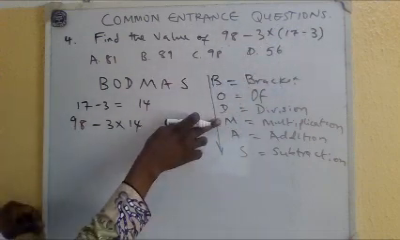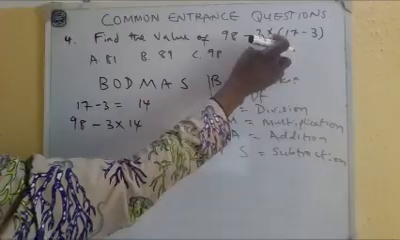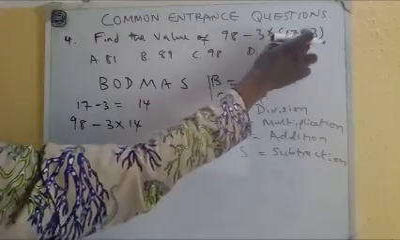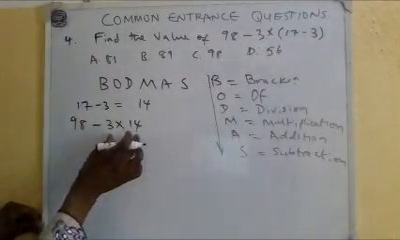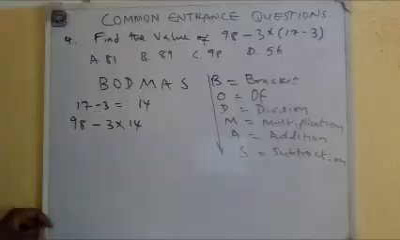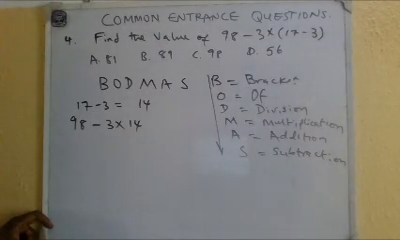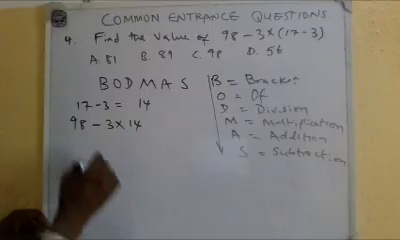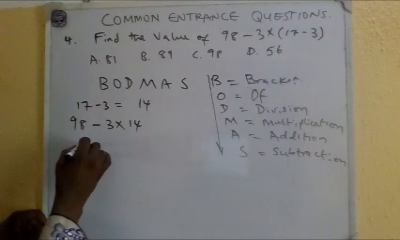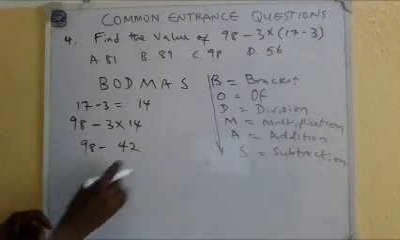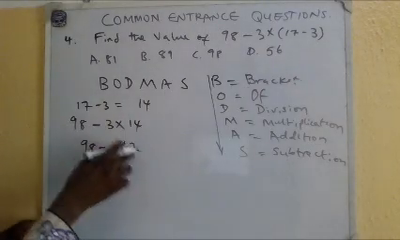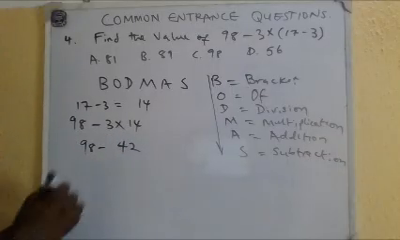The next one is multiplication. Do you have multiplication here? Yes, see multiplication between 3 and this one, which we have done to be 14. So you are going to do this one. 14 times 3 will give us 42. Why? Because 3 times 4 is 12, 3 times 1 is 3 plus 1, 4.